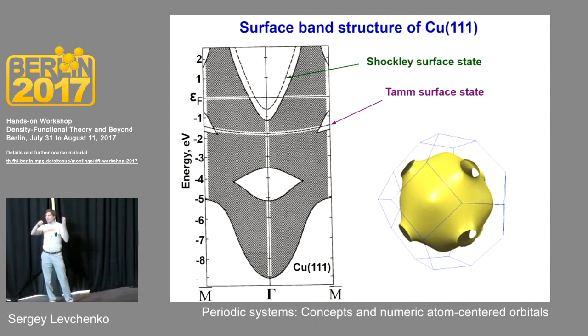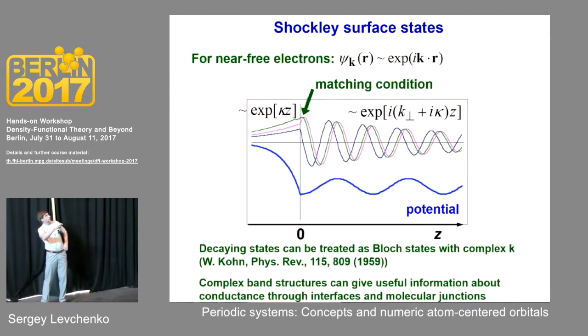there can be two different types of surface states, Shockley surface states and Tamm surface states. By the way, this is a surface band structure of copper 111. So the Shockley surface states have this characteristic form. It's kind of scattering of the electrons in the bulk from the surface. They continue into the bulk infinitely, but they still decay from the surface into the bulk. And this is because the potential periodicity is broken at the surface. So these are Shockley surface states.